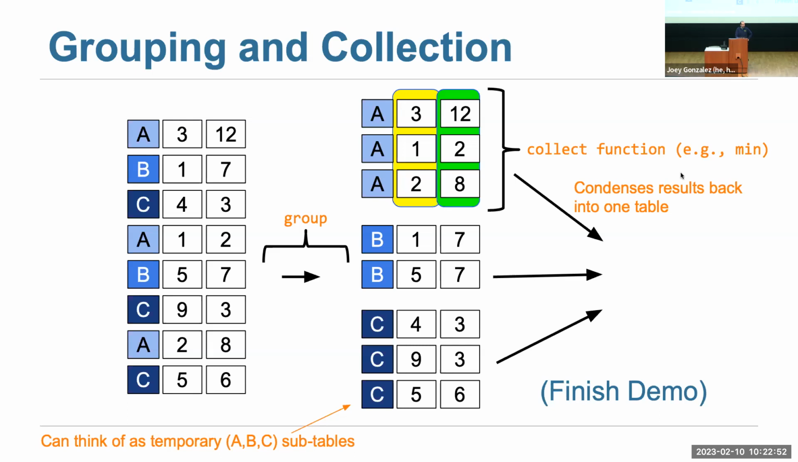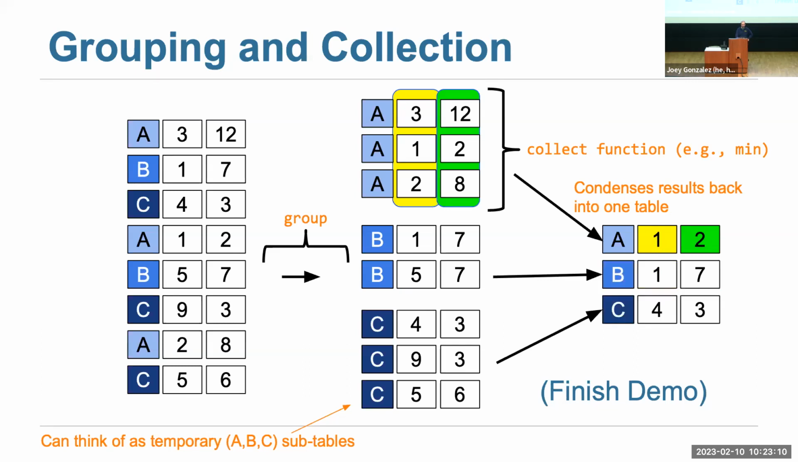When you define your own operation, it's applied to each column in the subtable. So for this subtable here, I applied the min operation. I took the min of this column, I get one number. Take the min of this column, I get another number. And so I'll get this row in my final output table. I do that for all the other subtables. Good? Questions?